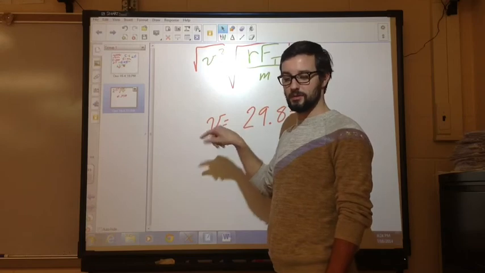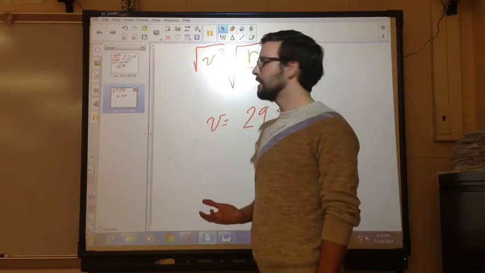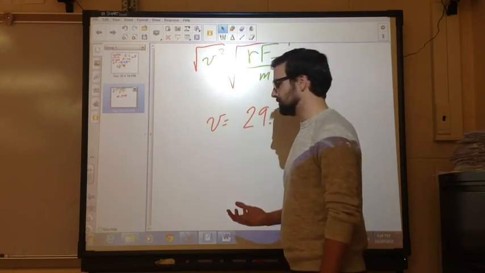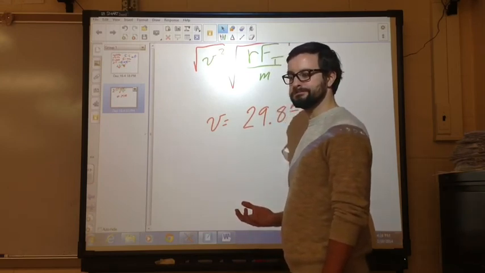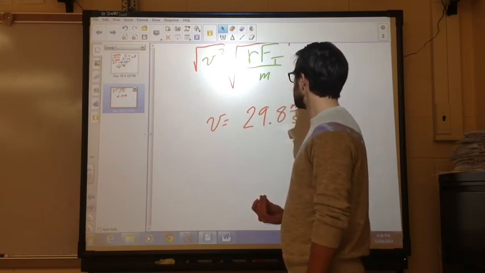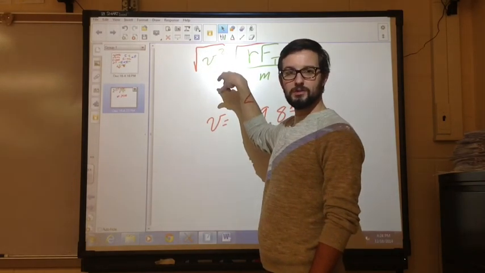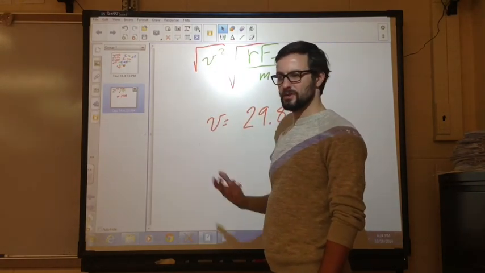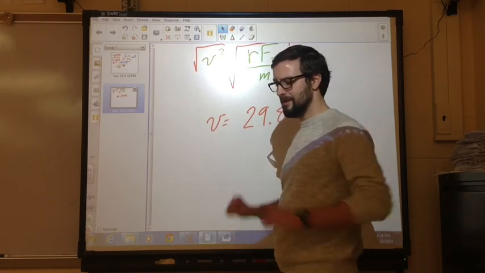By the way, if you're wondering, this is speed. Velocity has a direction, but when you're working with centripetal motion, you're always using speed rather than velocity, because the velocity is changing so often that it doesn't really make sense to use it. Oh, I wanted to say, when you're taking the square root, it could be a plus or minus root, but since speed is an absolute value, we're just going to disregard the minus and it'll just be positive. So the speed equals 29.8 meters per second, done.